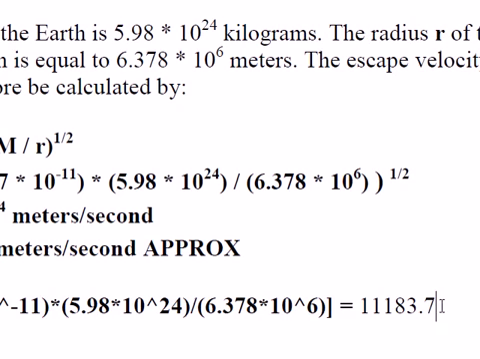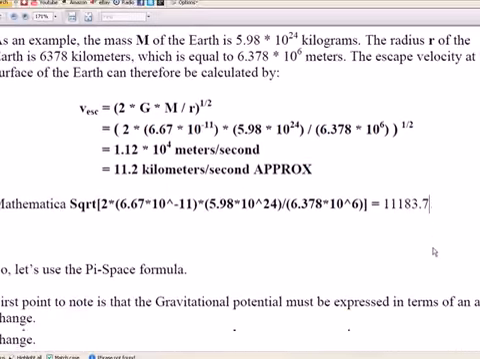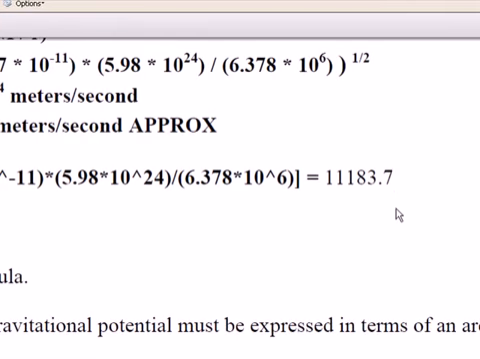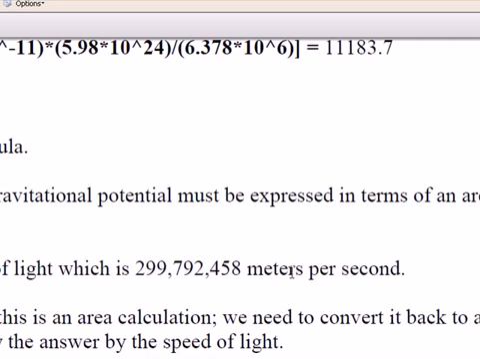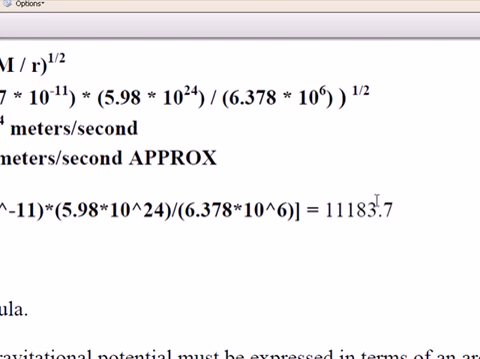11,183.7 meters per second. That's just to get out of the Earth's atmosphere in terms of its known radius. So let's use the pi space formula then, and do the same thing again. We have two choices: we can use the speed of light in terms of meters, or in terms of miles. For the purposes of this document, I'll use meters, because if you look at the example up here, we're doing everything in meters and kilometers.